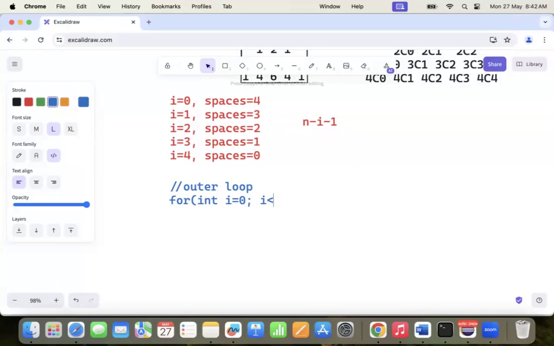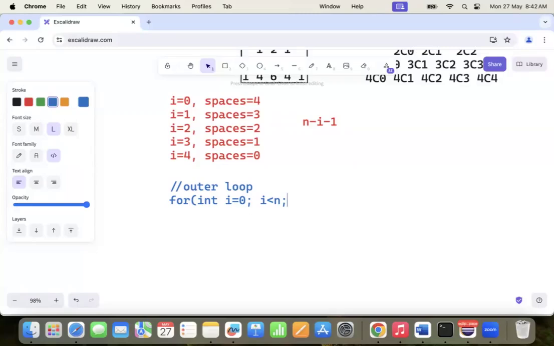Next, i less than n. Very good. Because i should stop at 4 only, right? Not less than or equal to n. Less than or equal to n means what? i will become up to 5. But when you start the i value at 0, i should end at 4 only when n is equal to 5.